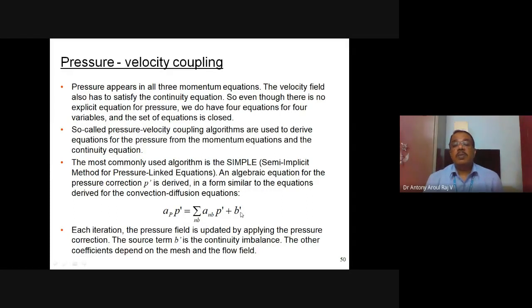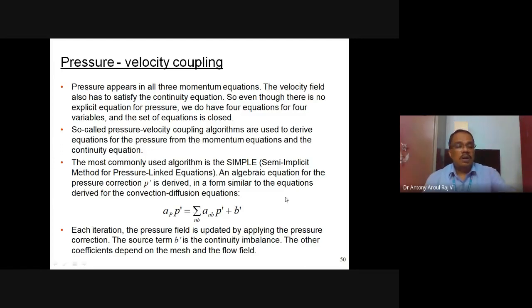If the velocity is more for a particular node, this value will be higher. When this is higher, this P dash term will go lower. Similarly, the other case is that the velocity can be lower. If I give the value of velocity as lower, the P dash value will be higher; when this is coming down, the term P dash will be increasing. That is how we are coupling the pressure and velocity.